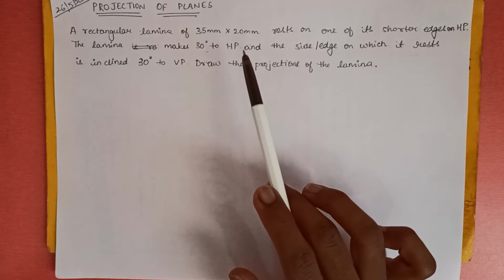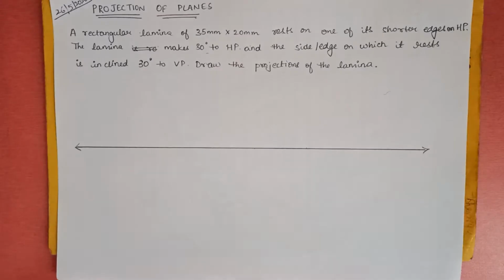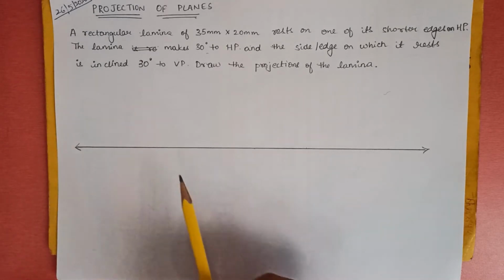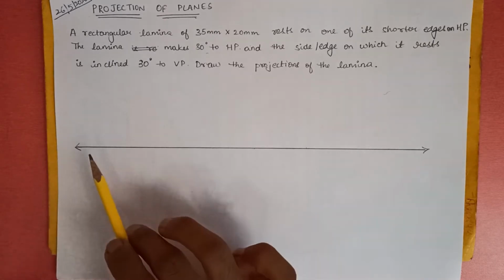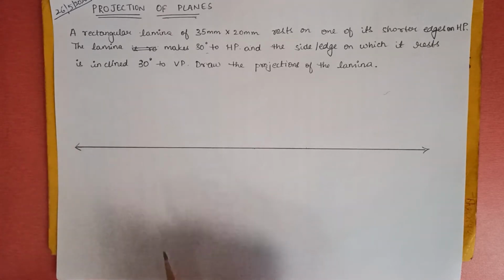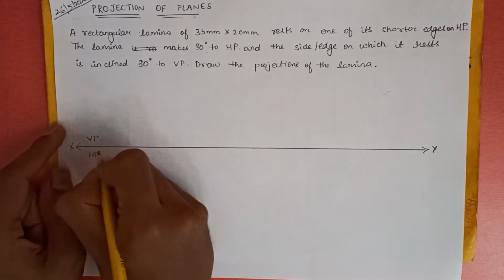Now to begin with, you'll have to draw an XY line. For that you'll have to take a scale and a pencil. Remember, this should be a thin line. I've drawn it a little thicker so that it will be easier for you guys to view it. But in your exam, you should draw a thin line, okay? And label it X and Y. VP is above the XY line and HP will be below the XY line.